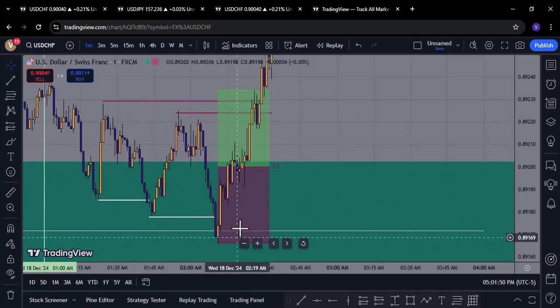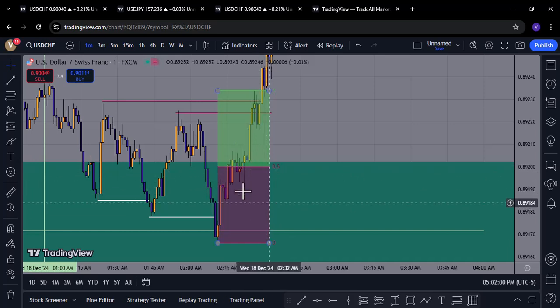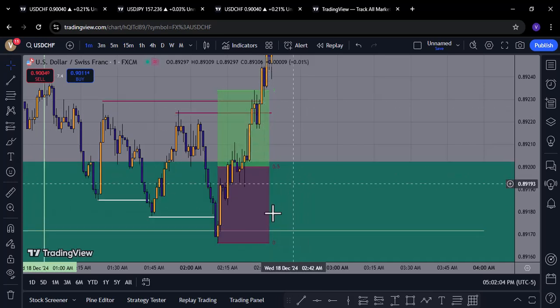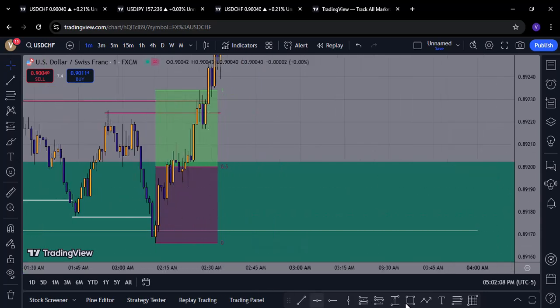But then I want price to come back to this particular point, this discount region that is down here. Down is just discount, see the color. Below 50% is discount, above 50% is premium, so I can buy. But price did not give me an entry. And then if you look down here, I'm seeing a fair value gap.